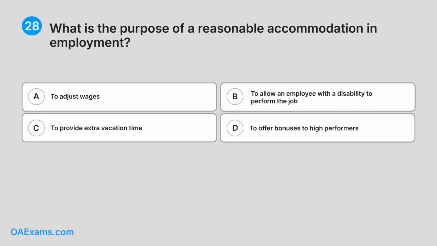28. What is the purpose of a reasonable accommodation in employment? A. To adjust wages. B. To allow an employee with a disability to perform the job. C. To provide extra vacation time. D. To offer bonuses to high performers. What do you think is the answer?